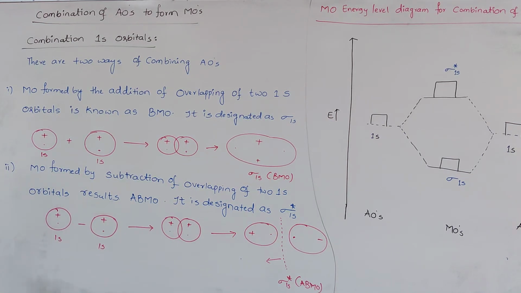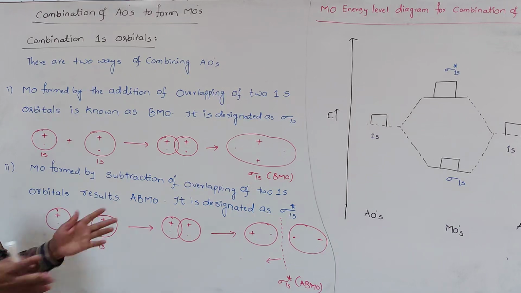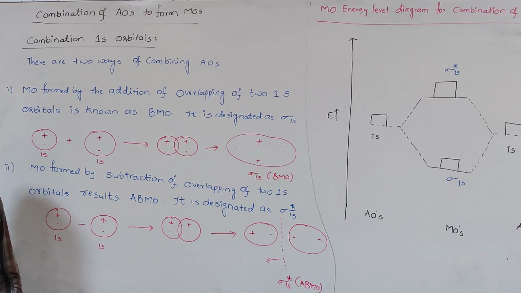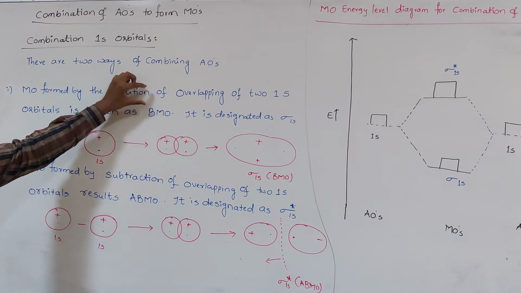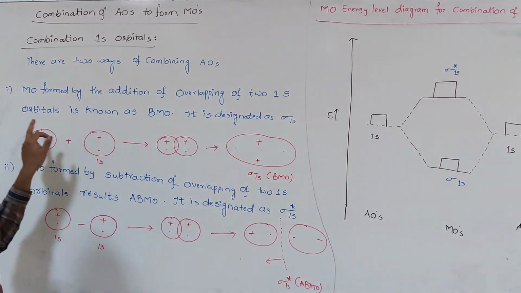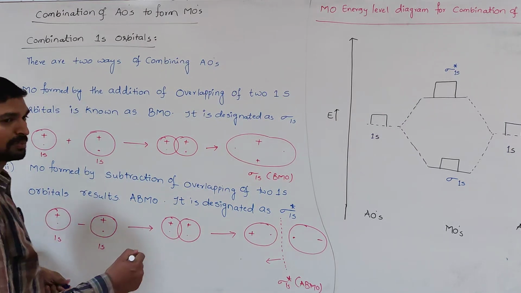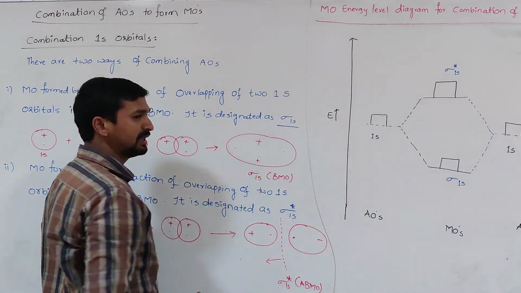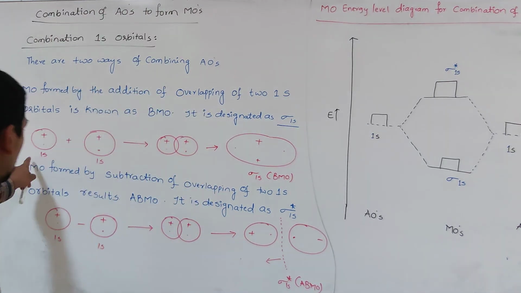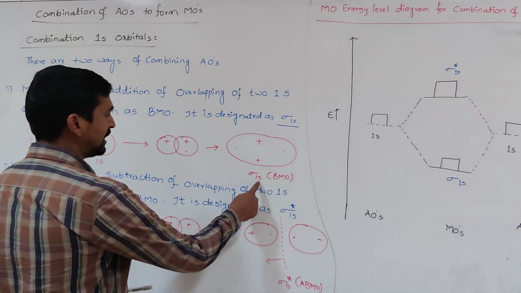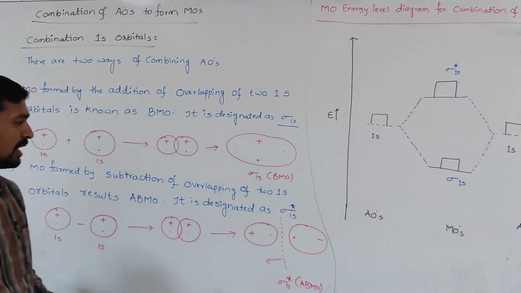So now we know very well there are two combinations, one is addition and another one is subtraction. The addition always results in the bonding molecular orbital, subtraction always results in the anti-bonding molecular orbital. Now first, the molecular orbital formed by the addition of overlapping of two 1s orbitals results in the bonding molecular orbital, so that is represented with sigma 1s. So here, 1s orbital and 1s orbital, the addition of the two orbitals results in the sigma 1s, that is represented as the bonding molecular orbital.